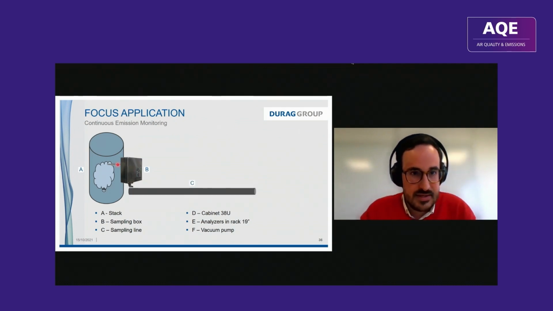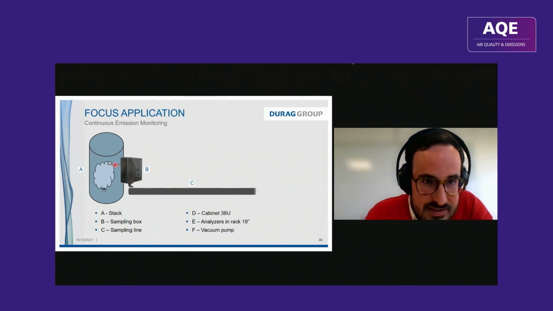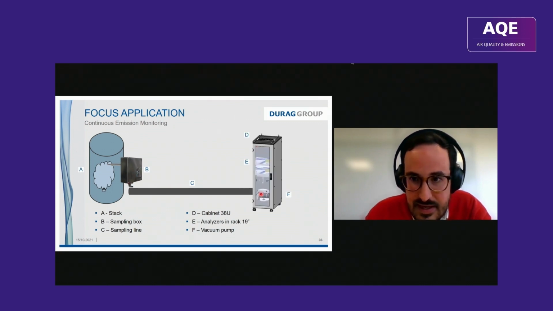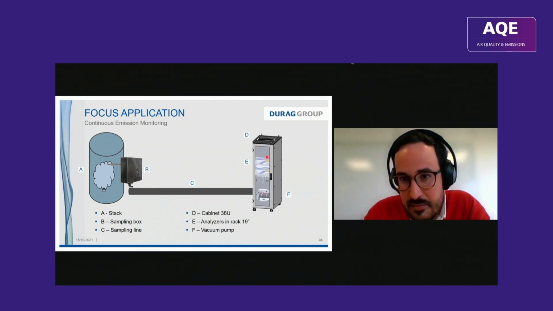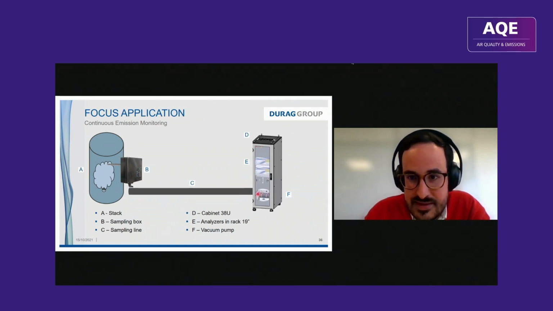So you have a probe inside the stack, heated by the stack or heated by the system, with the sonic nozzle and the inlet filter to avoid salt formation at the sonic nozzle. Your sonic nozzle will be here, then your sampling probe goes up to a sampling box where you can have the option to backflush this probe automatically every day. Then you have the heated line, 80 degrees, your analytical cabinets with 1, 2, or 3 racks, and your vacuum pump.